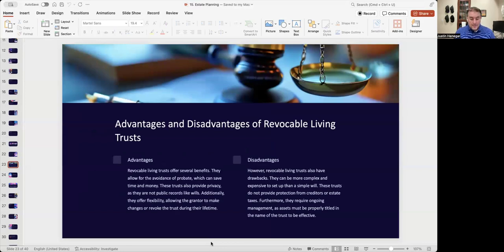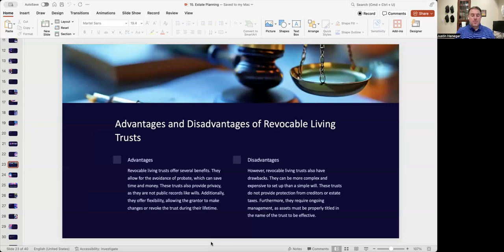Now, there are some advantages and disadvantages of having a revocable trust. Okay, so as you see here, the advantages: they allow for the avoidance of probate. They can save some time and money depending on what you're trying to accomplish. It can provide privacy, and it allows the flexibility to make changes during the lifetime of the grantor. Keep in mind, the grantor is the individual that establishes the trust.